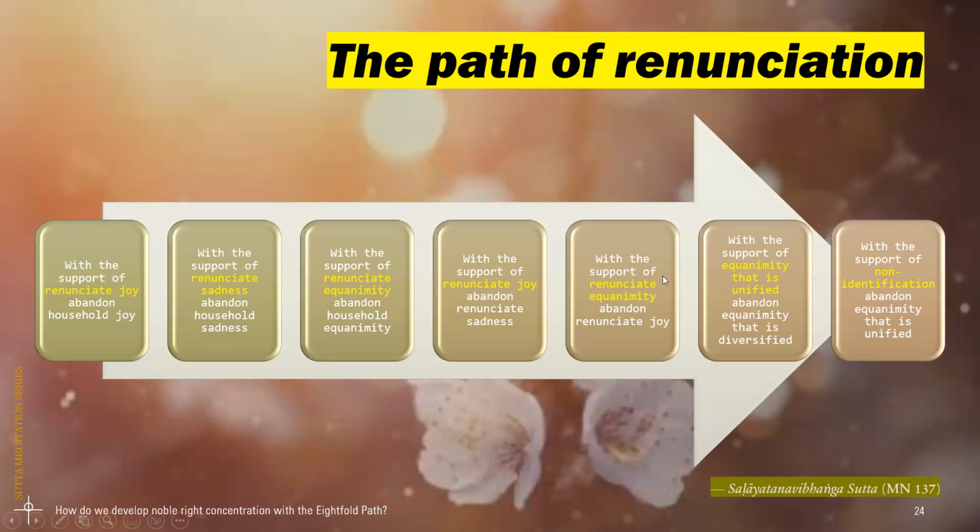And then the fourth one is, with the support of renunciant joy, abandon renunciant sadness. So the Buddha is asking us to go further. Rather than simply thinking and worrying about noble attainments, or the lack of them, or worrying about the final goal of liberation, that it's so hard and so on, which is our renunciant sadness, the Buddha encourages us to develop higher concentration, the joy based on renunciation. Because as we know, we get the gladness, the joy or rapture, the happiness, the tranquility, the concentration. And so with that, we abandon renunciant sadness.